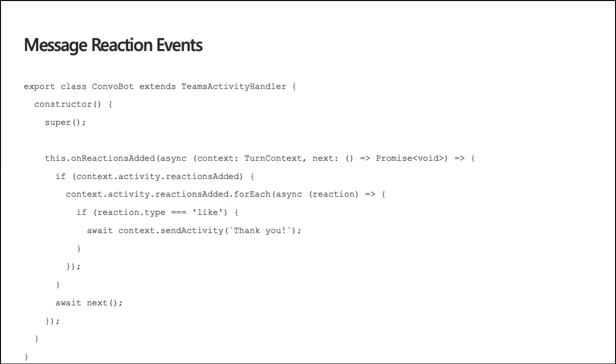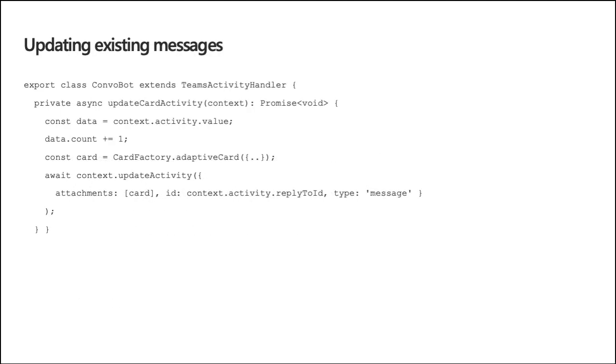Your bot can handle instances where your user has reacted to one of your bot's messages. This is done by monitoring the events reactions added and reactions removed. Now your bot can update existing messages that your bot has created, but it can't update another person's messages. The following code demonstrates how to update an existing message. Using the reply to ID property on the activity that initiated the turn, you're going to use the update activity method to update the existing message.